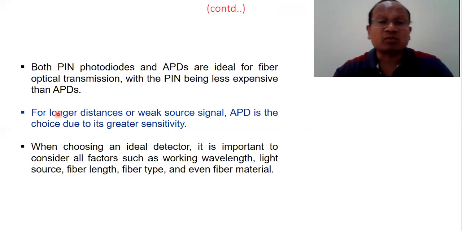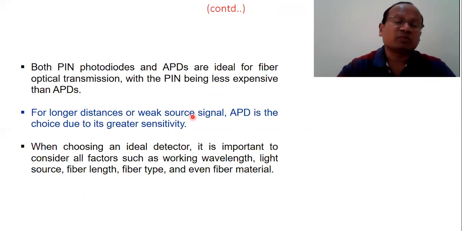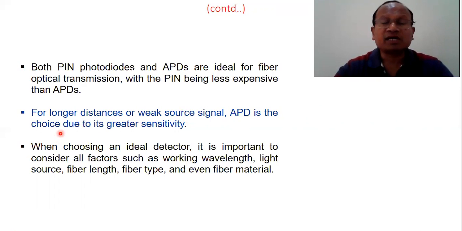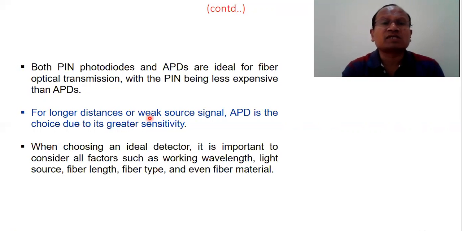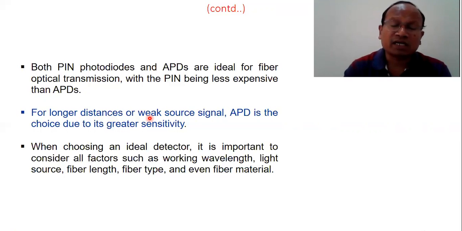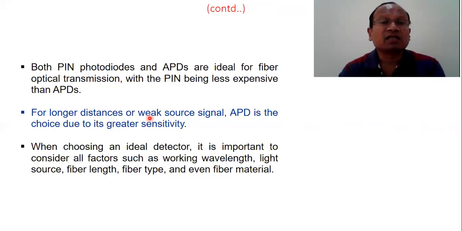For longer distance communication, or if there is a weak source signal, APD is generally preferred because APD has more sensitivity. Because we know that sensitivity is the ability to detect the weakest signal. So if the source has generated a weak signal, there we will go for APD, so that due to its large sensitivity, the gain provided to even a weak signal will be high and it can be detected and amplified.